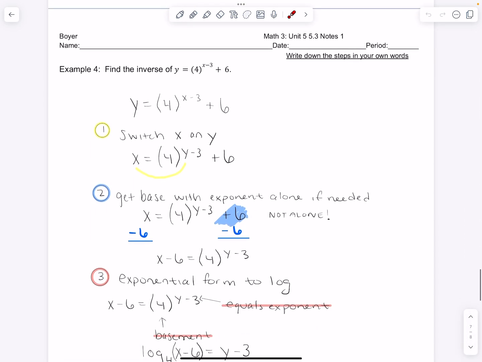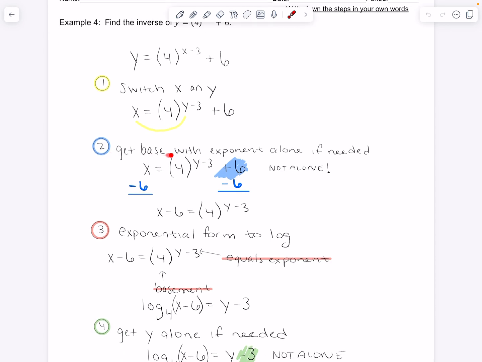All right, last one. Find the inverse of y equals 4 raised to the x minus 3 plus 6. So again, this is longer than what our exponential in example 3 was. So I have this exponential, y equals 4 raised to the x minus 3 plus 6. I'm going to switch my y and my x. So now I have x equals 4 to the y minus 3 plus 6.